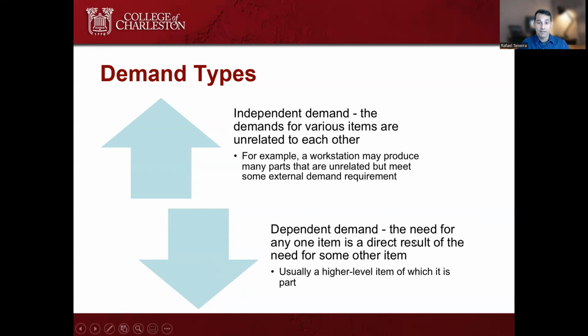And the dependent demand is the need for any one item that is a direct result of the need for some other item. So usually it is a higher level item on which its part depends on other parts.